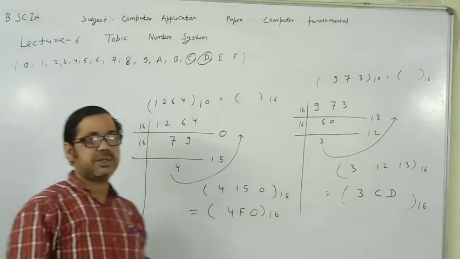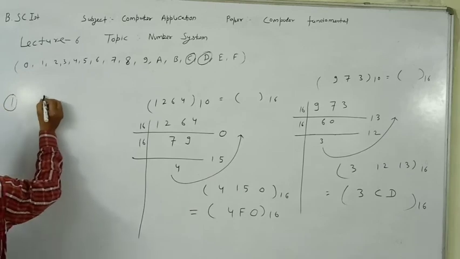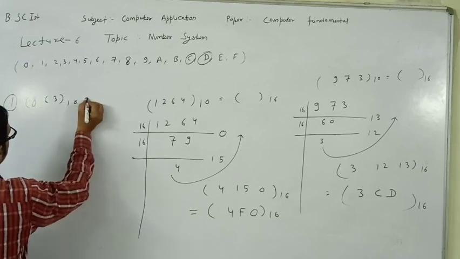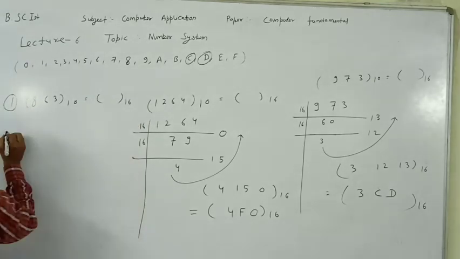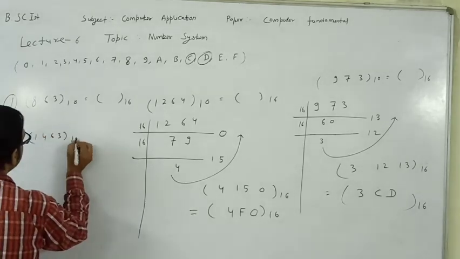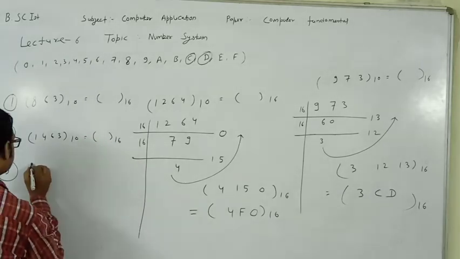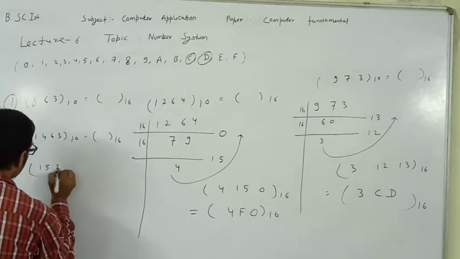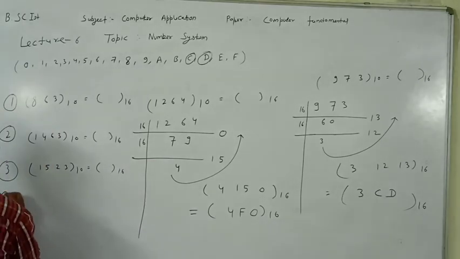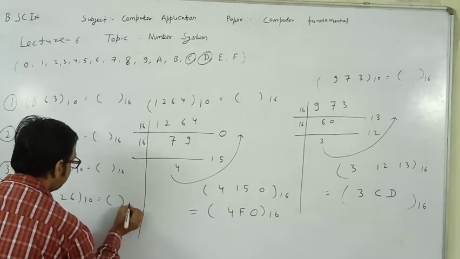So for example, here are 4 more questions for your homework. First one is 863 base 10 to base 16. Question number 2, 1463 base 10 to base 16. Question number 3, 1523 base 10 to base 16. And question number 4, 1026 base 10 to base 16.